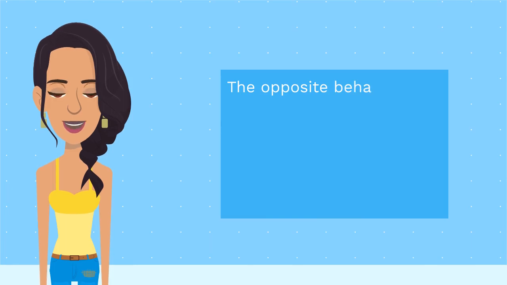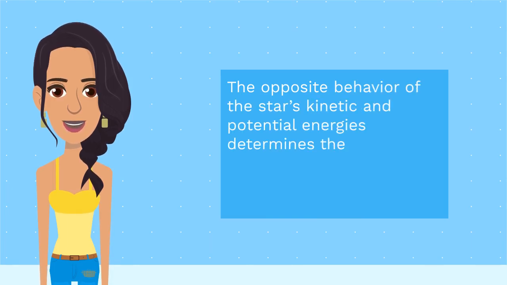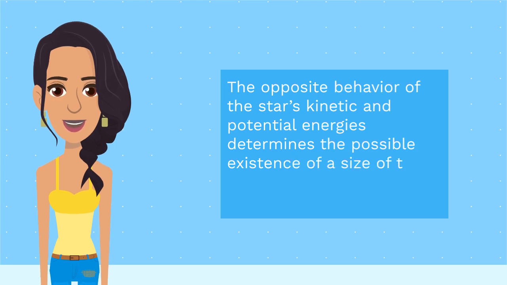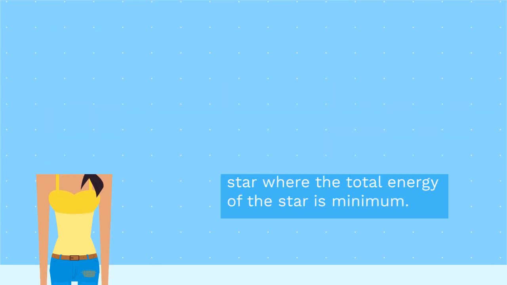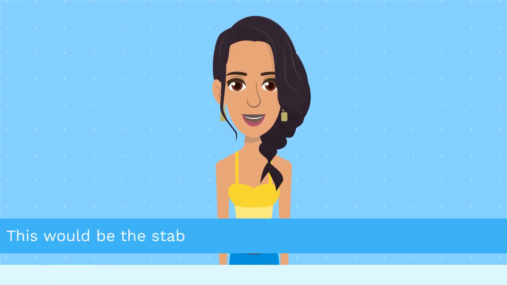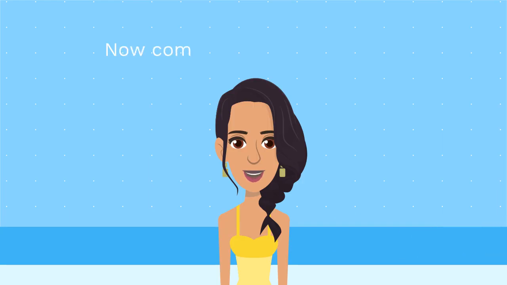The opposite behavior of the star's kinetic and potential energies determines the possible existence of a size of the star where the total energy of the star is minimum. This would be the stable size of the Fermi gas star. Now comes the interesting part.